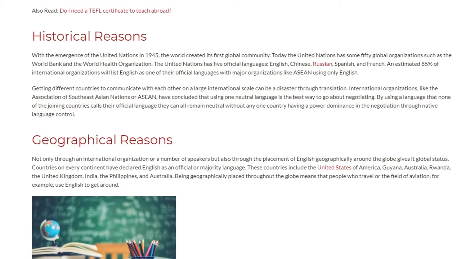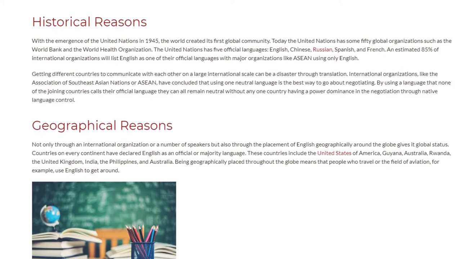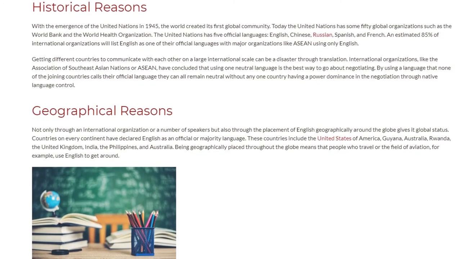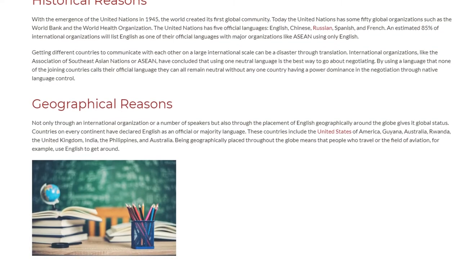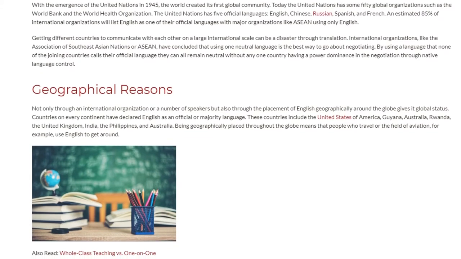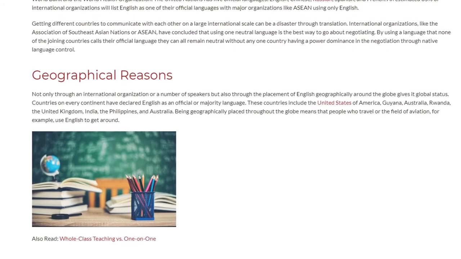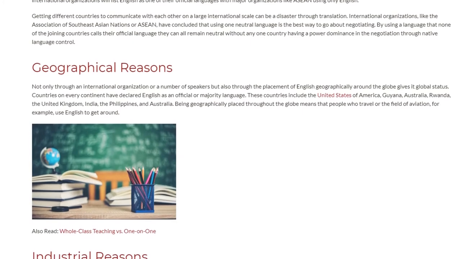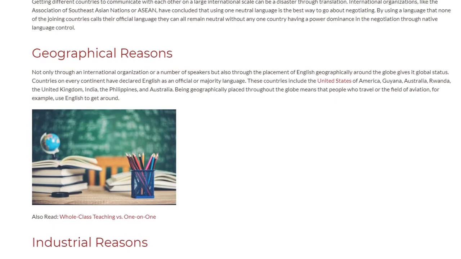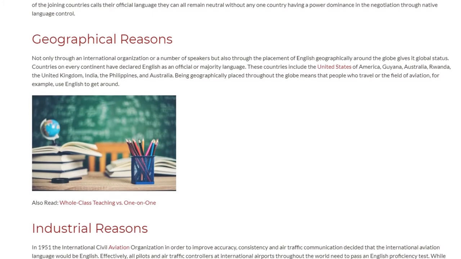Geographical reasons. Not only through an international organization or a number of speakers, but also through the placement of English geographically around the globe gives it global status. Countries on every continent have declared English as an official or majority language. These countries include the United States of America, Guyana, Australia, Rwanda, the United Kingdom, India, the Philippines, and Australia. Being geographically placed throughout the globe means that people who travel or the field of aviation, for example, use English to get around.